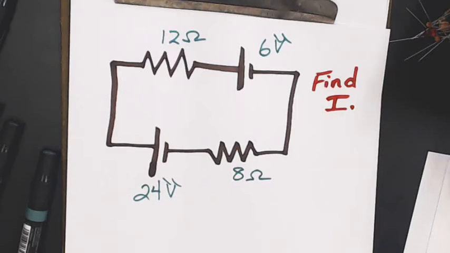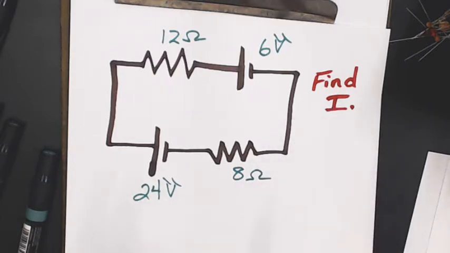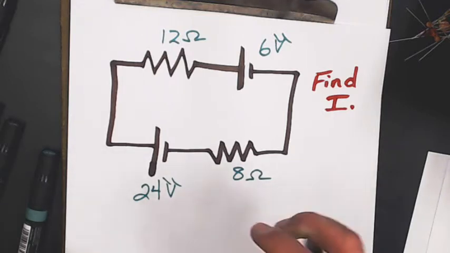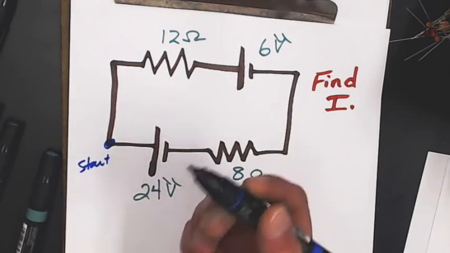Here's a fun little circuit that has two batteries in it, or two voltage sources that kind of look kind of funny. Let's find out how much current's going through it. So starting with our loop rule, we have to establish a loop. So I'm going to start here. It doesn't matter.